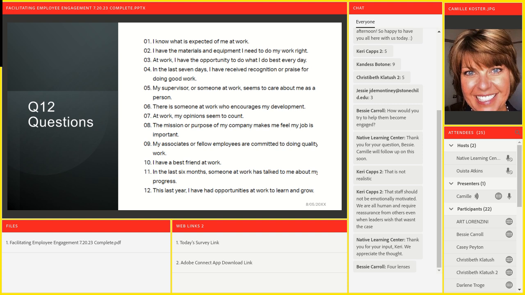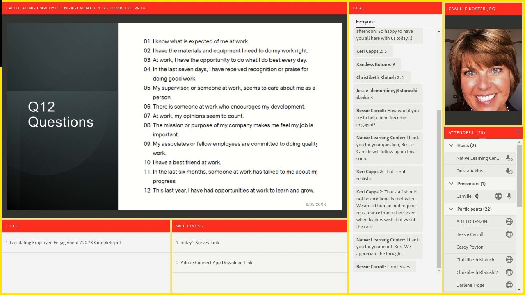Number 3 is, at work, I have the opportunity to do what I do best. Once again, I think when people come to work, they want to give their best. They want to contribute their best. But as leaders, we don't always ask them, are there skills and abilities that they have that we're not actually utilizing? And so we just make these assumptions that people are coming to work and what they're doing is something that they like doing. But we very rarely ask that question.